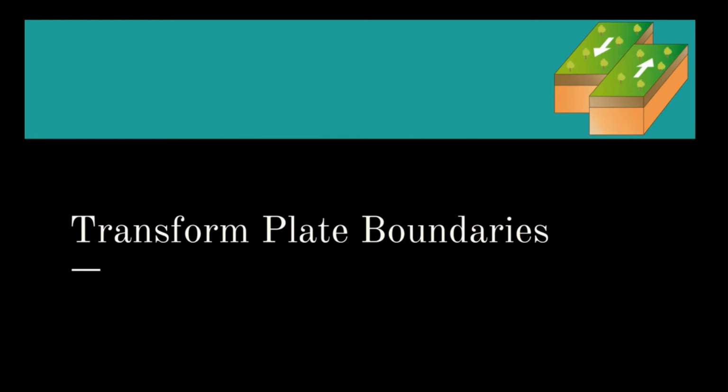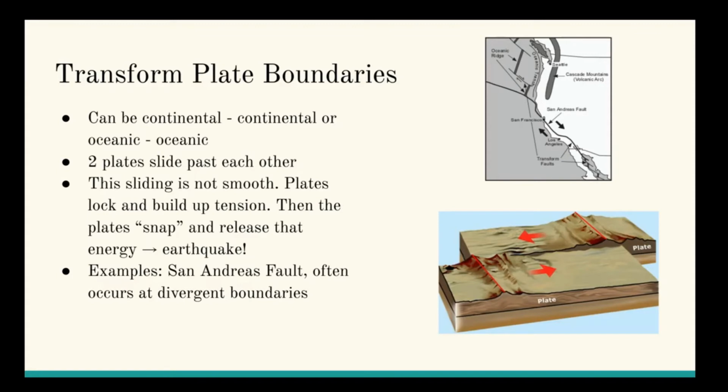Our final type of plate boundary is a transform plate boundary. Transform plate boundaries can be interactions between 2 continental plates or two oceanic plates. So continental, continental transform, or oceanic, oceanic transform. The way that the plates are moving in this type of boundary is that the plates slide past each other. The plates do not collide, the plates do not diverge. Instead, they kind of slide next to each other in opposite directions.